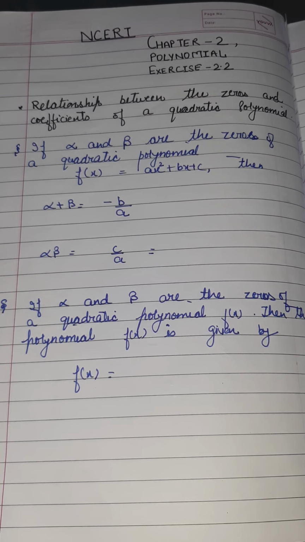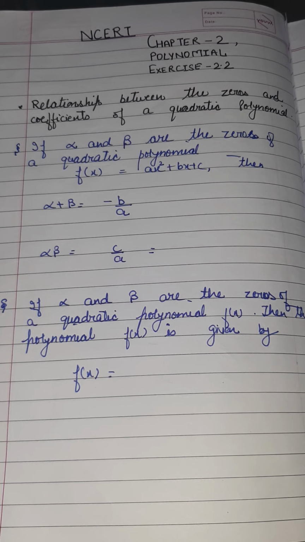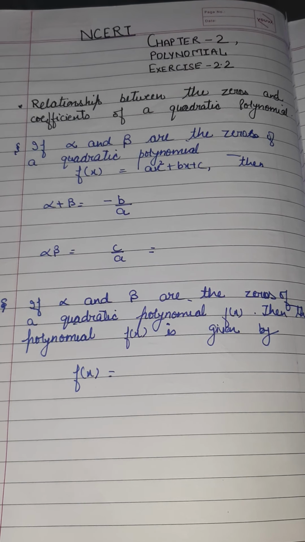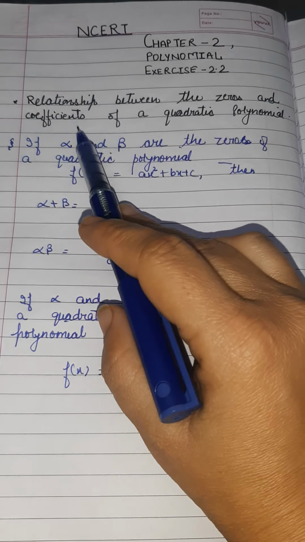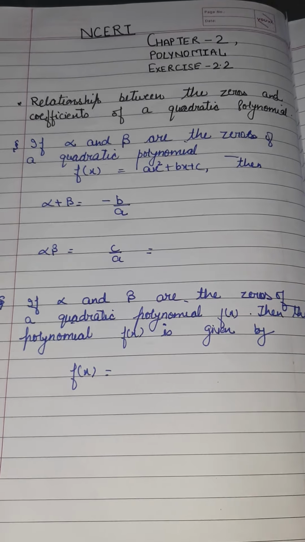Hello everyone. In class ninth, we have learned about the factorizations of polynomials. In the previous video, we have studied that a polynomial of degree n has exactly n zeros. The zeros of a polynomial are closely connected to its coefficients. In this video, we will find out the relationship between the zeros and the coefficients of a quadratic polynomial.